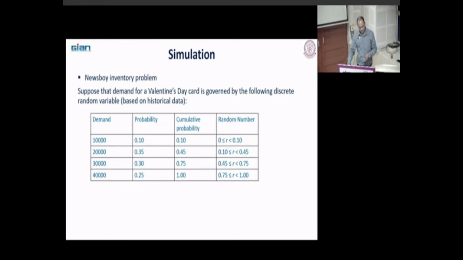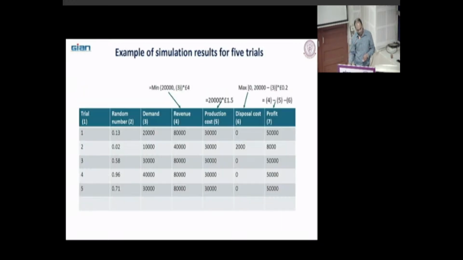First is the demand probability. Then you need to find out the cumulative probability. Then we develop the random number and see where that random number lies. And then you do the calculation. So how does that calculation work?